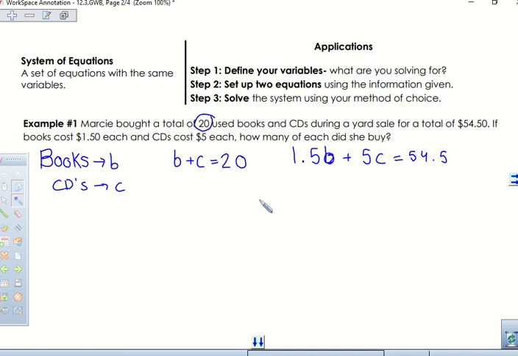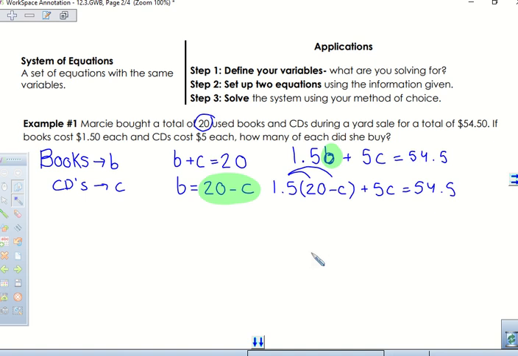So you have the option to use any method you want to solve here. You can use substitution or elimination. I find in this case substitution is going to be the easiest. So we get B equals 20 minus C by just solving for B. And now that I know what B is equal to, I can plug that in for B into the other equation. Okay. So that's going to give me 1.5 times 20 minus C plus 5C equals 54.5.